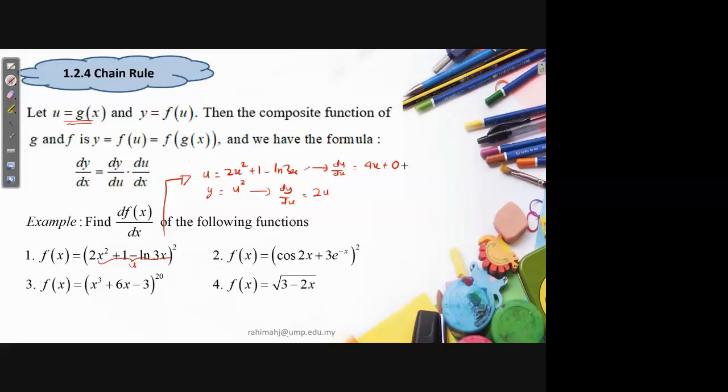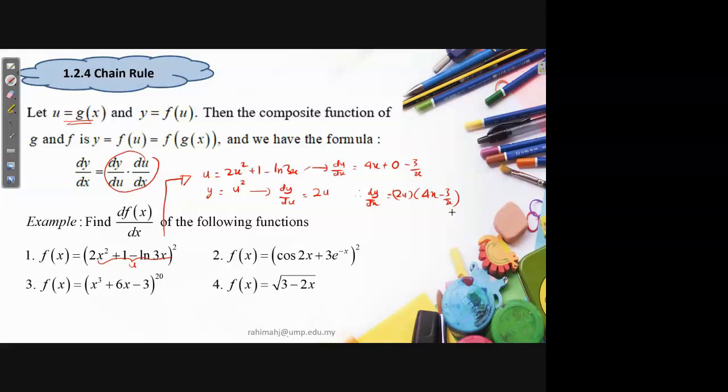Differentiate negative ln 3x, which is negative 3 over negative x, that is 3 over x. Now let's substitute. We have du/dx and we have dy/du. Let's substitute into the formula here. Therefore dy/dx is dy/du multiplied by du/dx, which is 4x minus 3 over x.